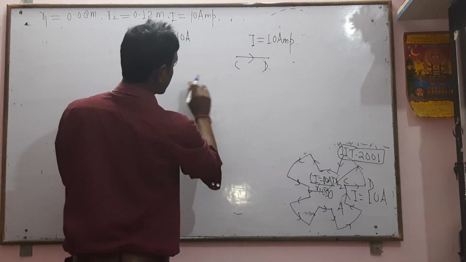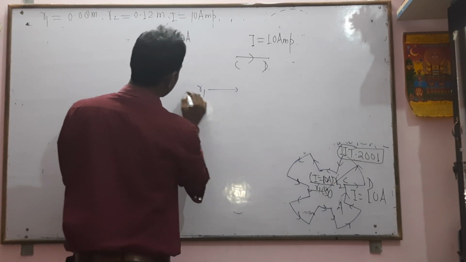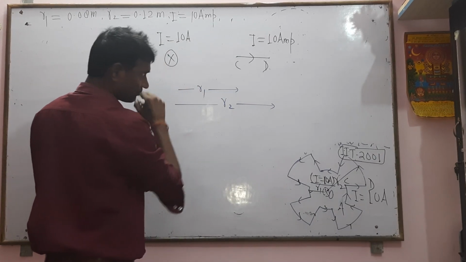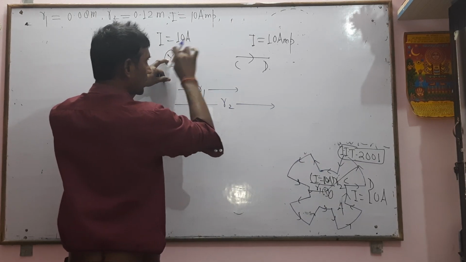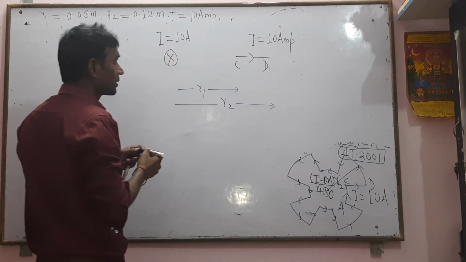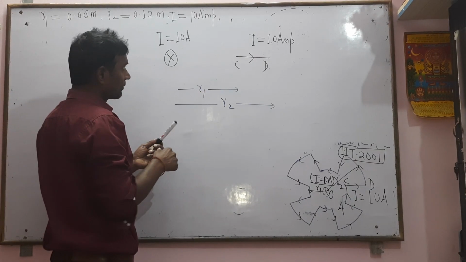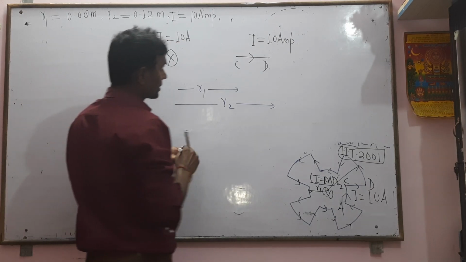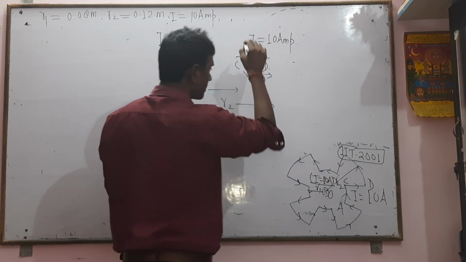So that distance is R1, and that distance is R2. This is the R1 situation, this is the R2 situation. This is the magnetic field, which will be vertically downward. Due to this infinite current carrying wire, the direction of the magnetic field will be downward, so this will be the direction of the magnetic field, vertically downward.